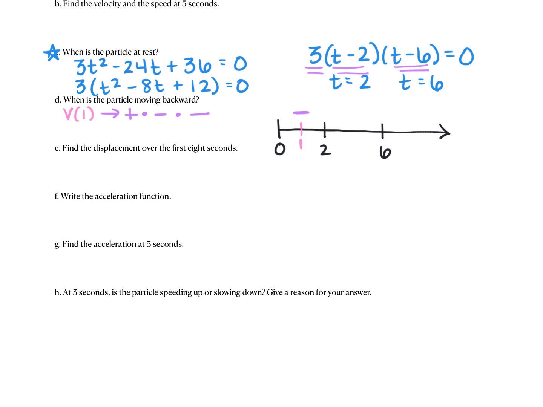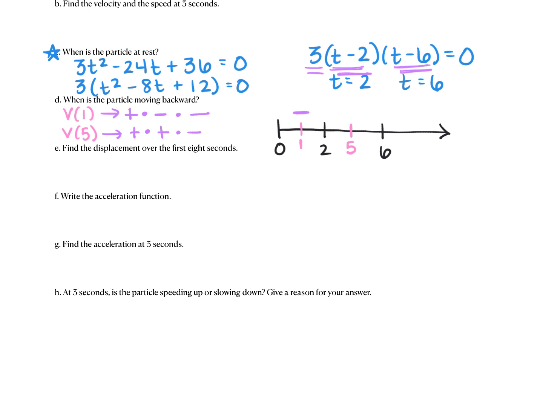Okay, let's try again. Between 2 and 6, pick your favorite number. I'm going to pick 5. But you could pick anything that lives in there between 2 and 6. I'm going to ask myself about v of 5. My 3 is going to be positive no matter what. 5 minus 2 is going to come out positive. And 5 minus 6 is going to come out negative.